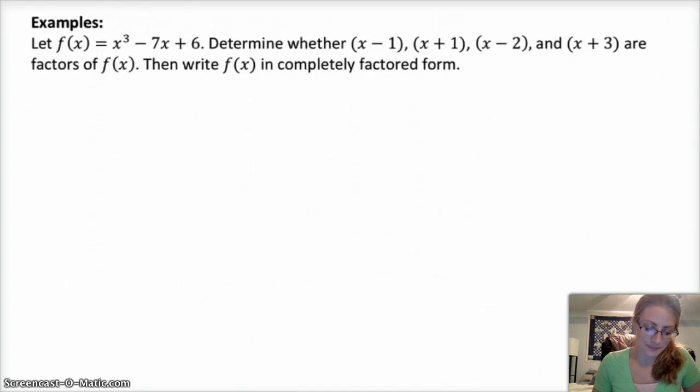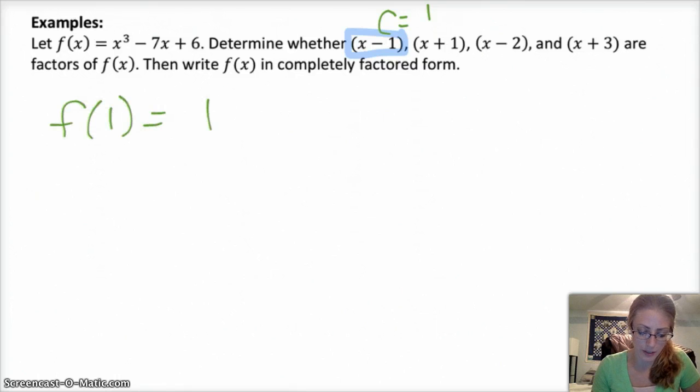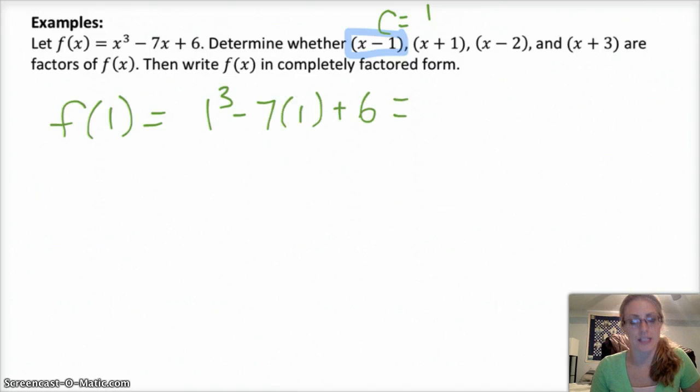Let's see here. Let's check it, right? So in my first case here, x minus 1, c is positive 1. So I plug 1 in. So I want to know what f of 1 is. Well, it's 1 cubed minus 7 times 1 plus 6. So that's a negative 6 plus 6. That equals 0. So I do know x minus 1 is a factor.